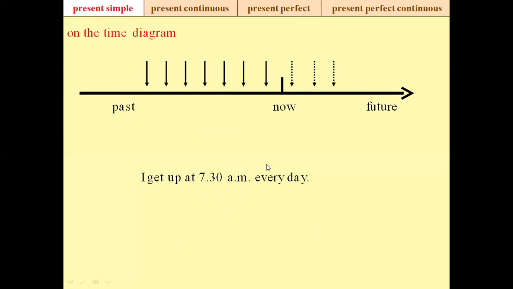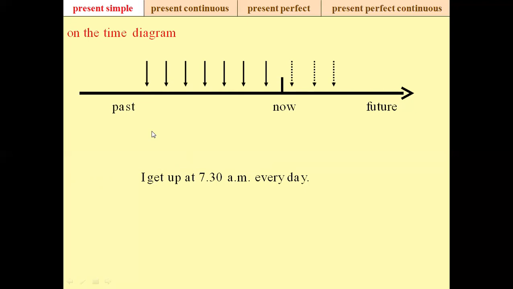Now, for each tense, we draw this kind of diagram where we can observe where that tense is actually used. We divide the time frame into future, then past, and between them there is now. Now means the present condition. I get up at 7:30 a.m. every day. So this is the situation between future and past.